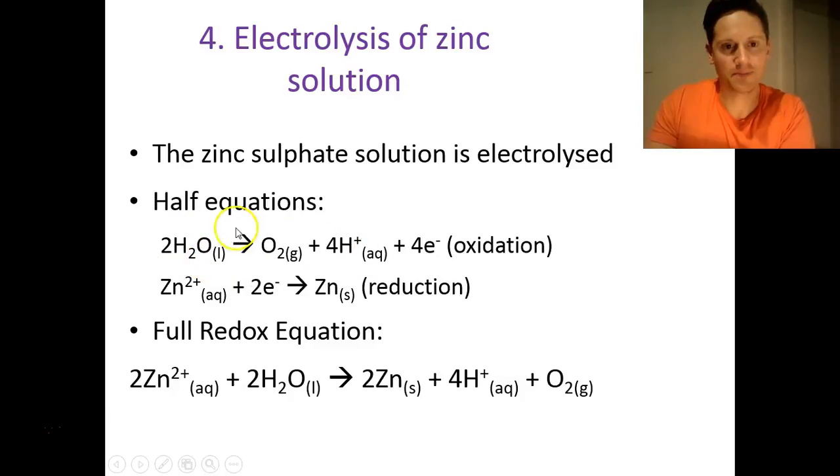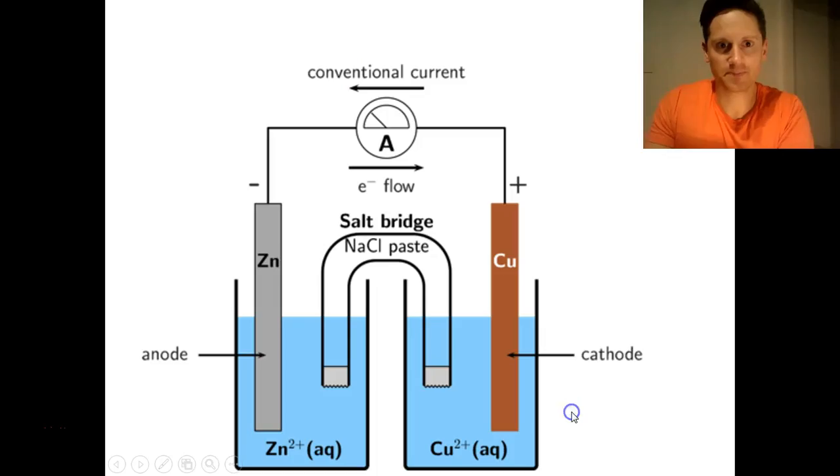So the oxidation of water and the reduction of water is something that we do want to memorize, I guess, because they do come into play a fair bit. The reduction is going to be what we want, so the zinc ions are going to form the zinc metal. And we've got a full redox equation down the bottom.